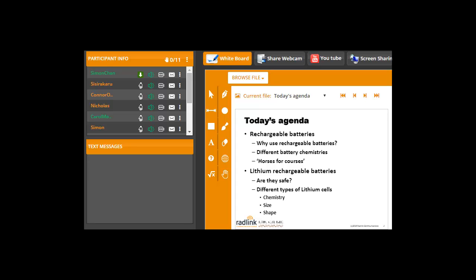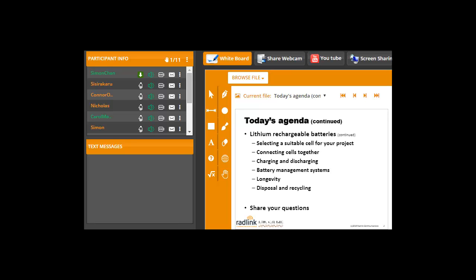Today's agenda: we're going to go through the whole question of rechargeable batteries. Why do we use them? Different chemistries. And then from there, we will segue into talking about lithium rechargeable batteries specifically, asking the question, are they safe? What are the different types of lithium cells that you can get, different sizes and shapes? And then we'll talk about how to select a suitable cell for your project, how to connect them together, charging and discharging, how to manage them, and so on. So the whole session will take about 30 minutes, as I say.